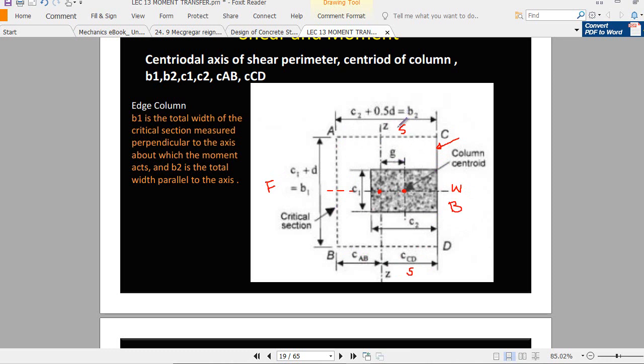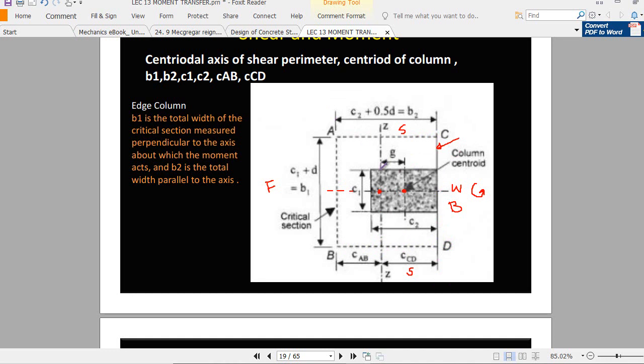But this kind of notation works when we are considering the moment about the Z axis. If we are considering the moment about the W axis, then remember, things will be reversed. The moment is in this direction, which is the counterclockwise direction. So in that case, BD will be your front, AC will be your back, and AB and CD will be your sides, right?